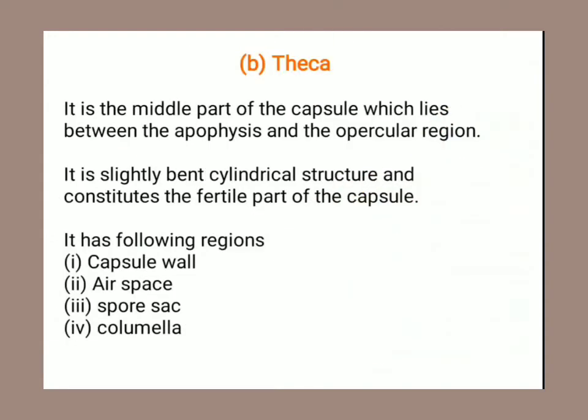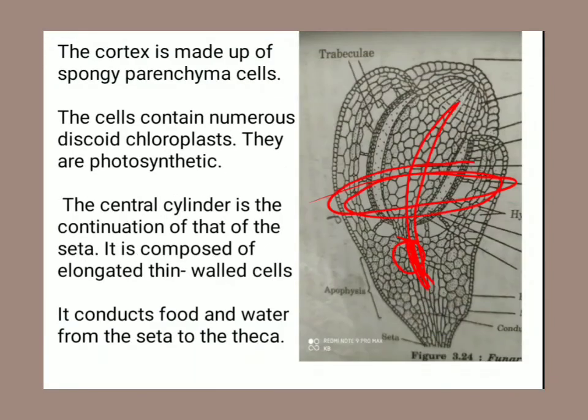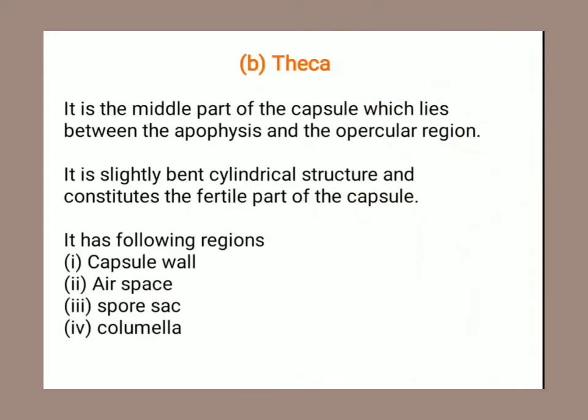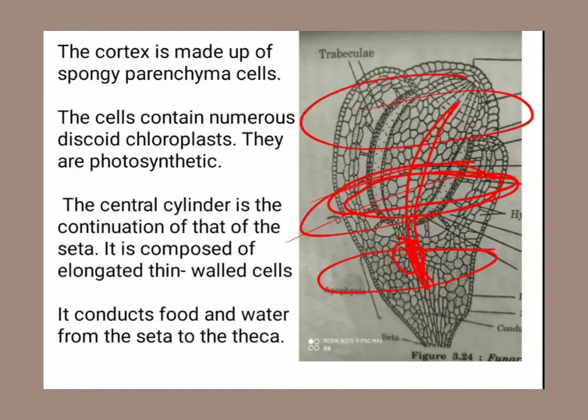It is the middle part of the capsule, which lies between the apophysis and the operculum. The lower part is the apophysis, the upper part is the operculum, and this middle portion is known as the theca. It is a slightly bent cylindrical structure and consists of the fertile part of the capsule, because the fertile portion is present in this theca.